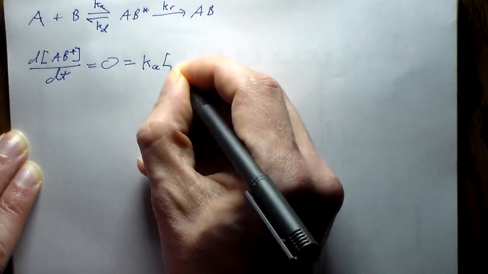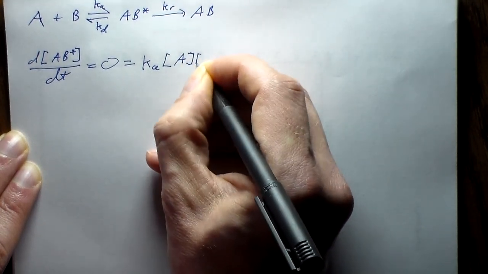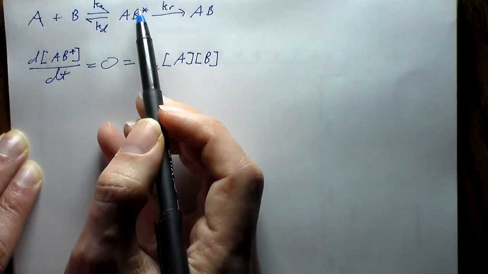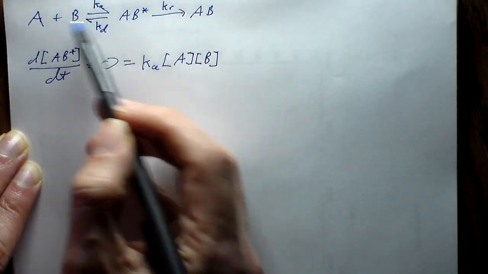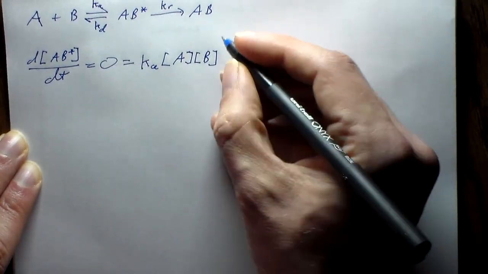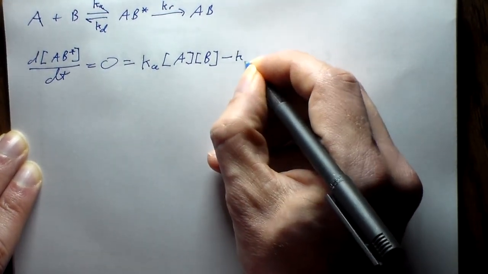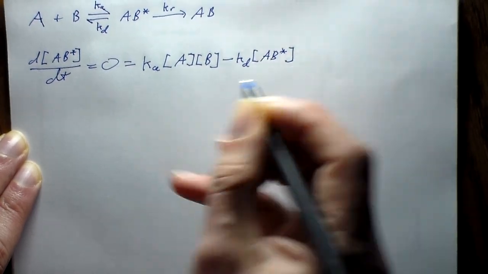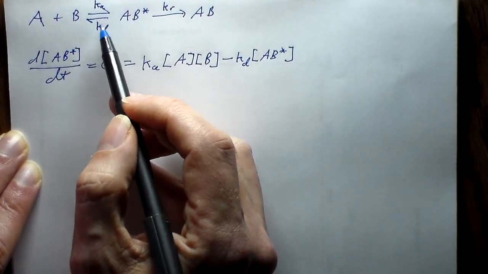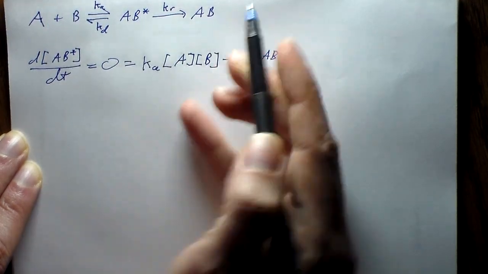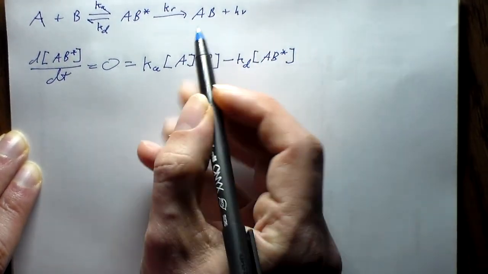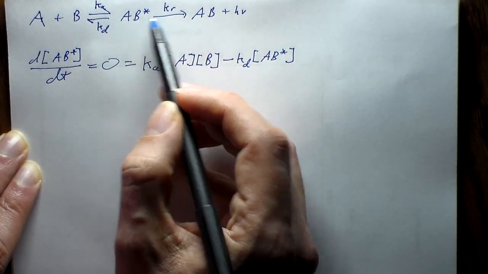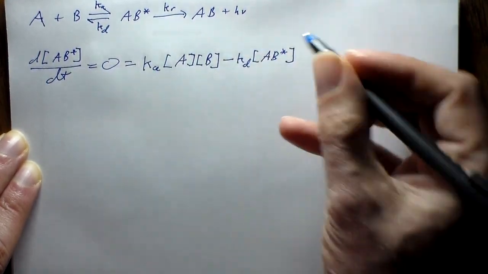So Ka times A, B, that's going to be the amount that this forms, and then we have to subtract off the amount that this decays. So it's going to be minus Kd times the concentration of AB star. And then it can break apart into two pieces, or it can go here and, by releasing the photon, form AB. So this is going to be, again, minus Kr times AB star.